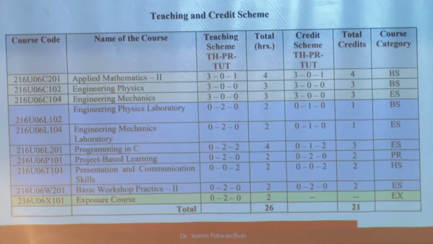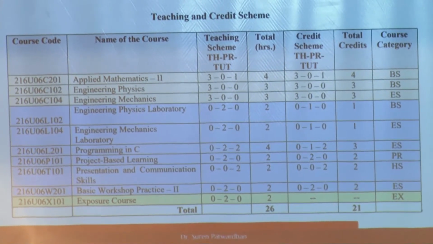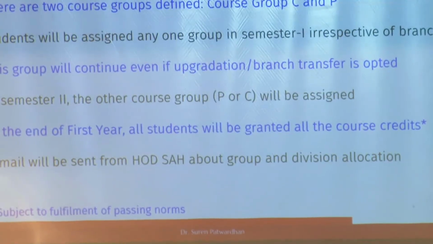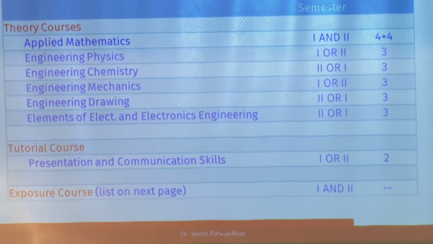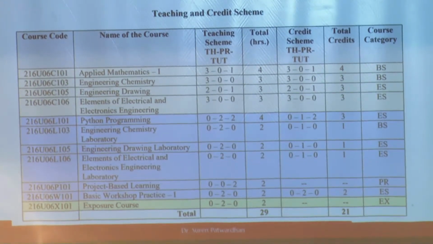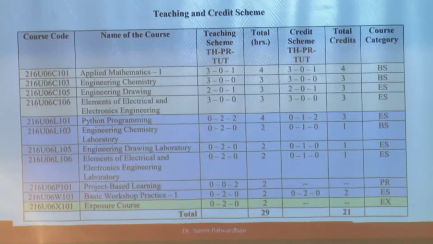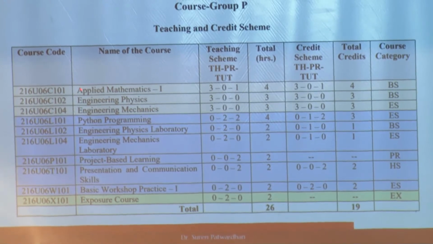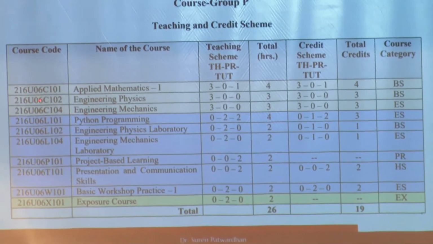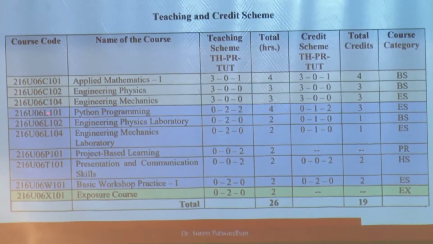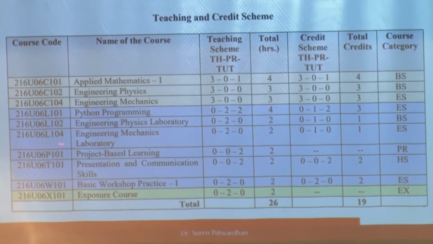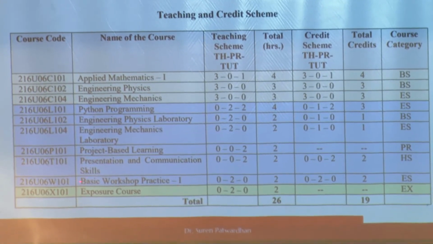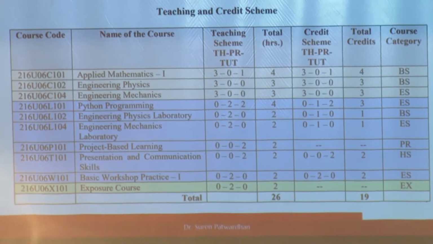Now let's check group P. Group P will be having, instead of chemistry, what do they have? Physics. Yeah, so this is group P. Instead of engineering chemistry, you'll be having engineering physics. Instead of engineering drawing, you have engineering mechanics, right? And then the rest of the subjects are almost the same, right?